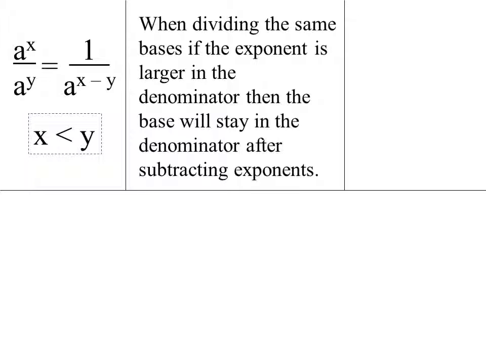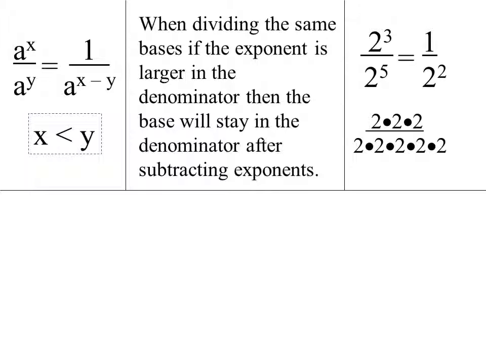Now, when dividing the same base, if the exponent is larger in the denominator, then the base will stay in the denominator after subtracting the exponents. So, look, 2 to the third over 2 to the fifth. That's 1 over 2 to the second, because remember, it's going to give me a negative exponent, and I need to turn it into a fraction. Here's a visual. 2 times 2 times 2 over 2 times 2 times 2 times 2 times 2. 3 of my 2's are going to cancel. Just left me 2 times 2 on the bottom.